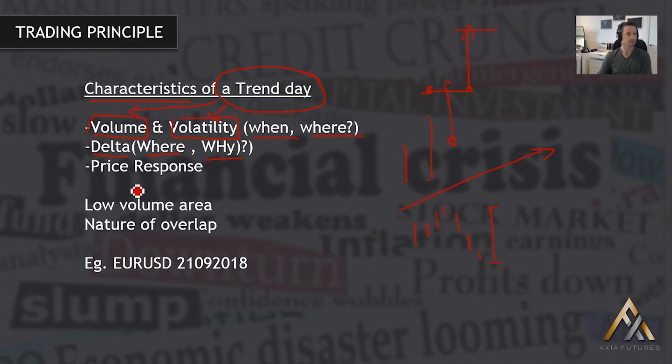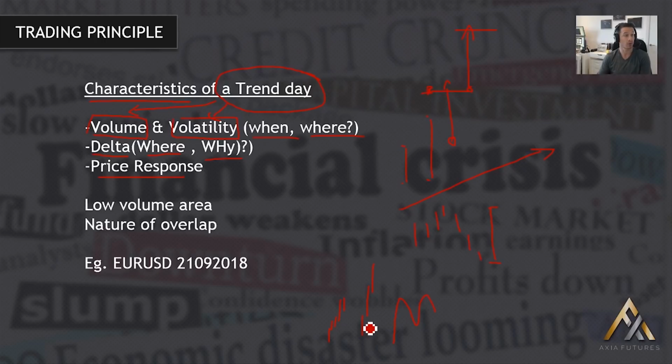Now the last one is obviously price response. So how is the market responding with all this high volume, volatility, and delta change? What is price doing? Is price going up in a grinding fashion? Is it going up in a straight line fashion? Is it swinging around? We need to be able to identify the type of price response.